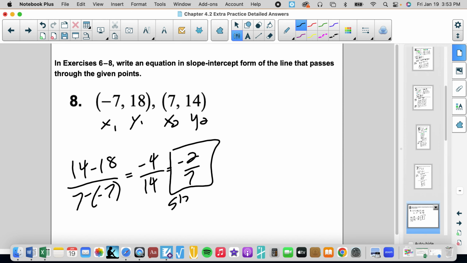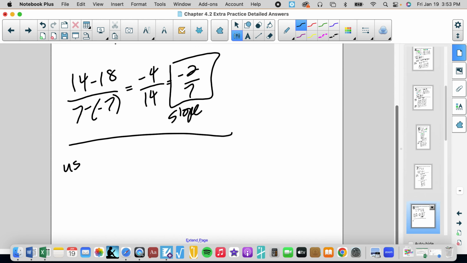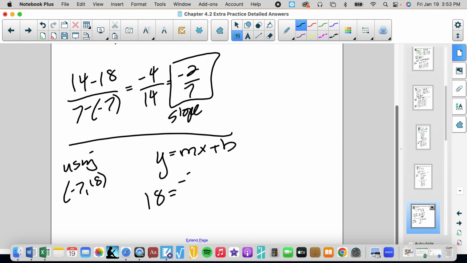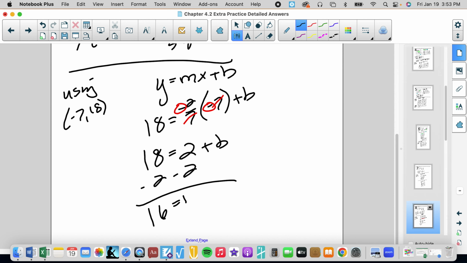is my slope. I want it in slope-intercept form. I'm going to use the point (-7, 18). Using (-7, 18), the template is y equals mx plus b. My y value is 18. My slope is -2/7. My x value is -7, plus b. Those are going to cancel. Denominator, numerator, negative and negative makes positive. So we have 18 equals 2 plus b, minus 2 gives me 16 equals b.